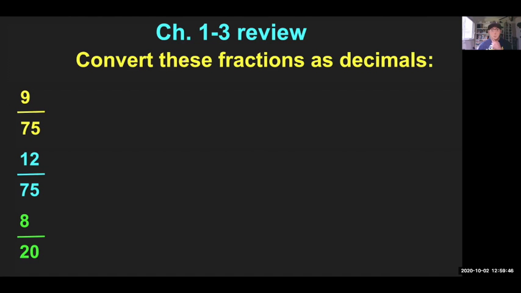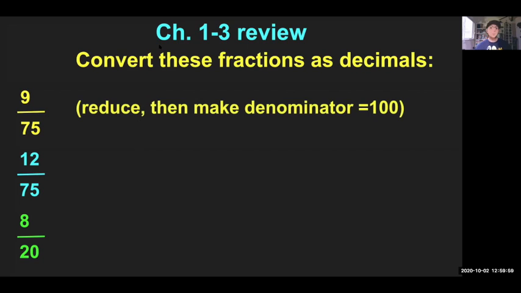Okay, so now we're doing the opposite. We're converting the fractions into decimals. And so there's one of these that's kind of hard. Let me just show you this first one. And then maybe you can do the second one. Okay, so on this one, usually we do something equals 100, right? So we're going to make the denominator be 100. But 75 times nothing is 100. So I'm going to do what it says here. I'm going to reduce the fraction and then make the denominator 100.